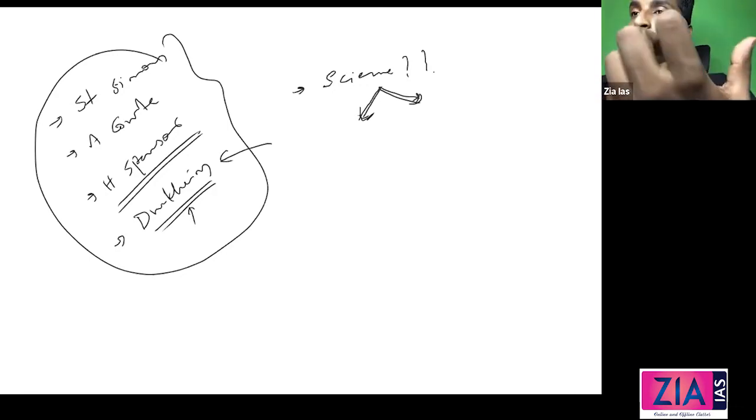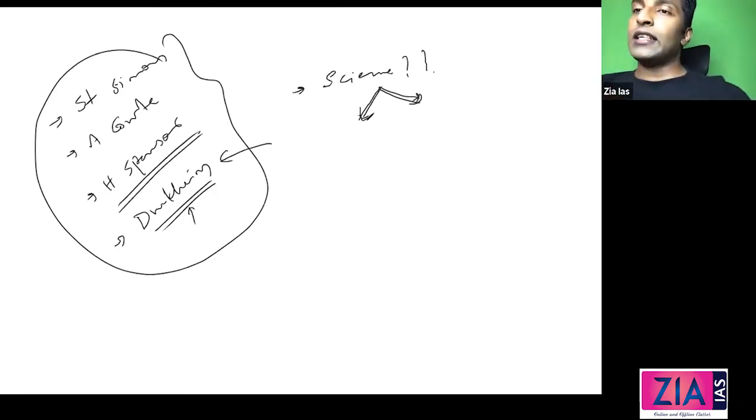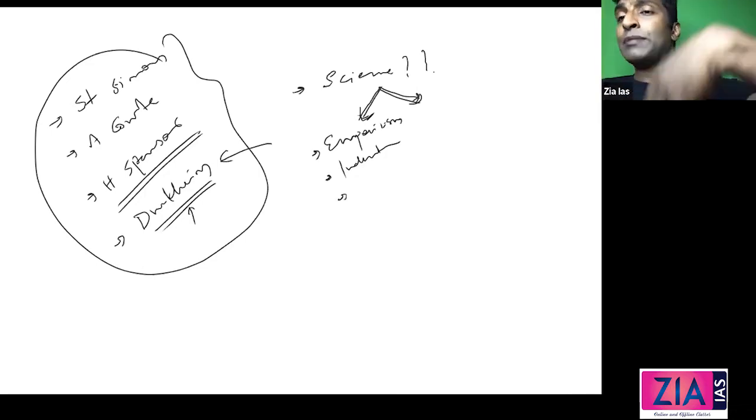Initially, science is understood like this: any body of knowledge which satisfies these conditions: empiricism, inductivism, and then explanation, theory.